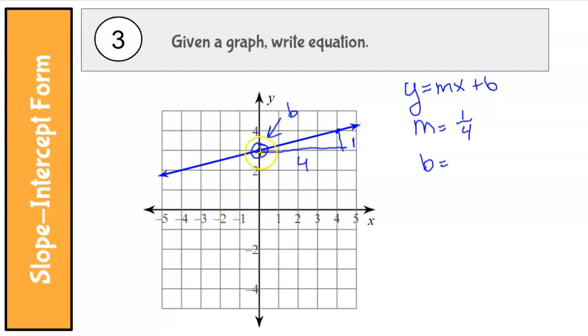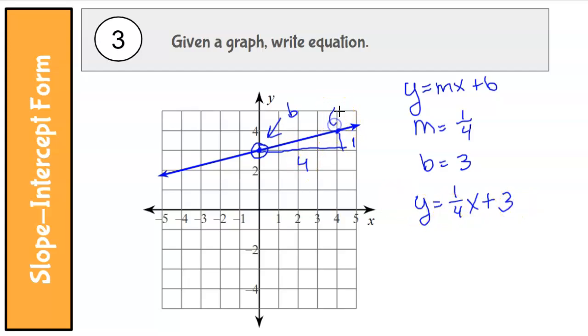And that's 1, 2, 3. And then I just plug that information in like I did in the previous examples. M goes before the x, that's the coefficient of x. It's not the x, it's just the coefficient of x. And then 3 is your b, it will replace the b. That's my relationship between all my x's and y's. 1/4 of my x plus 3 is my y.